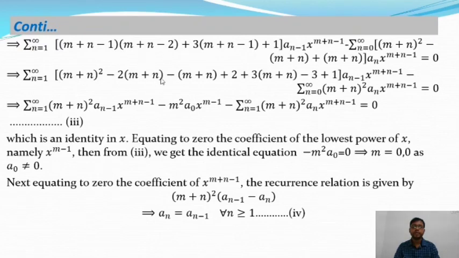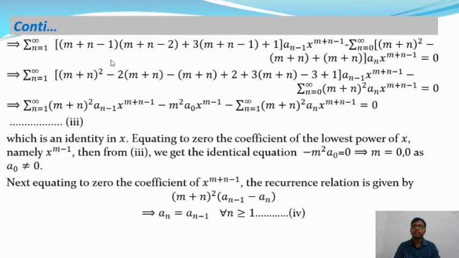okay, after simplifying this we will get 2 into (m plus n) minus (m plus n) plus 2, plus 3 into (m plus n) minus 3, plus 1 into a_(n minus 1) x to the power m plus n minus 1, and the second one, this is actually the second series. So from this we will get summation n is equal to 1 to infinity (m plus n) whole square a_(n minus 1) x to the power m plus n minus 1, minus m square a_0 x to the power m minus 1, minus summation n is equal to 1 to infinity (m plus n) whole square a_n x to the power m plus n minus 1 is equal to 0.